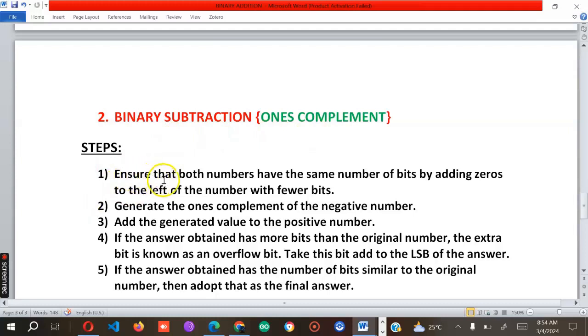So these are the steps. Step number one: ensure that both numbers have the same number of bits by adding zeros to the left of the number with fewer bits. Step two: generate a one's complement of the negative number. Step three: add the generated value to the positive number. Step four: if the answer obtained has more bits than the original number, the extra bit is known as the overflow. You then take this bit and add it to the least significant bit of the answer. Lastly, if the answer obtained has the same number of bits as the original number, you adopt that as the final answer. Okay, having done that, let's move to our example.